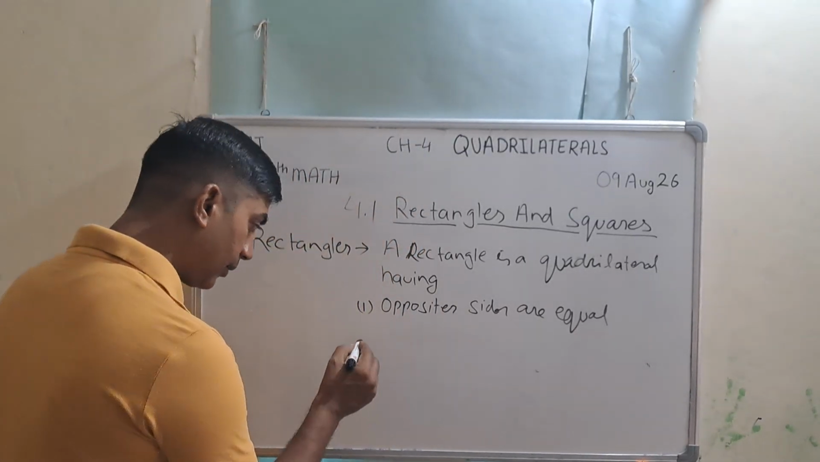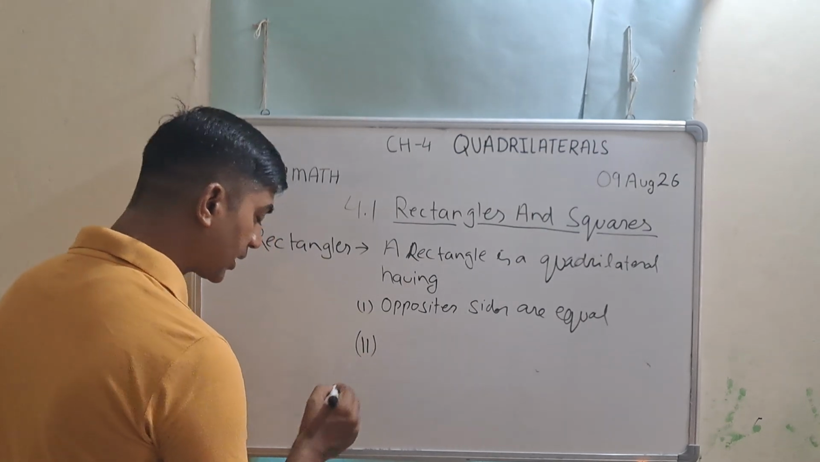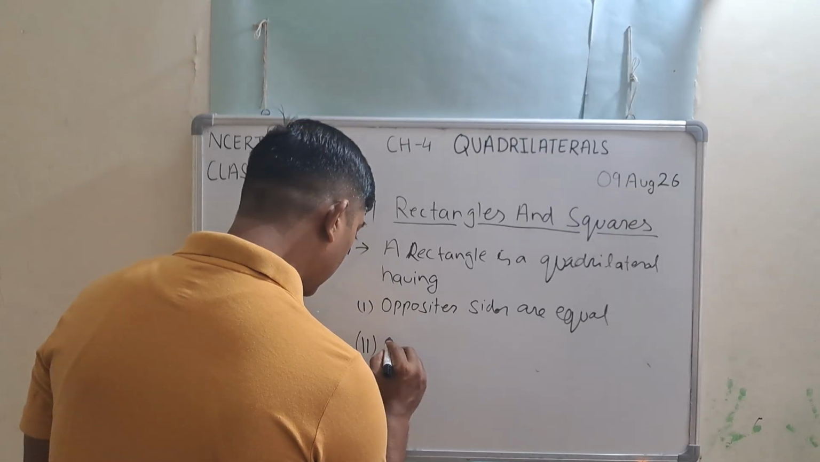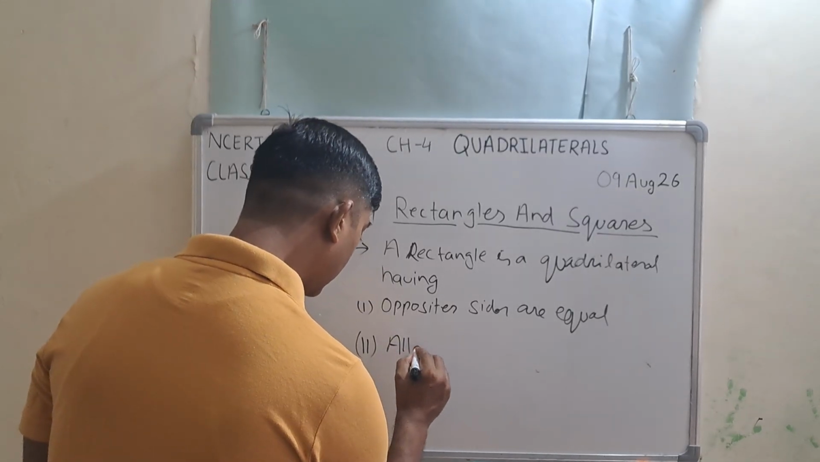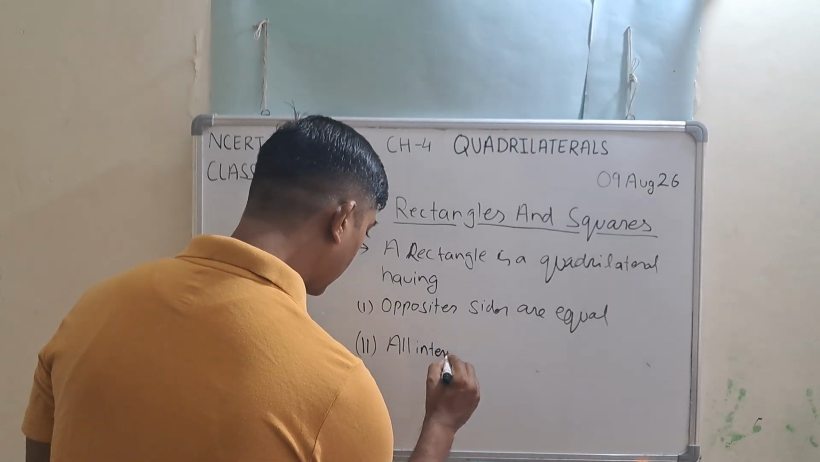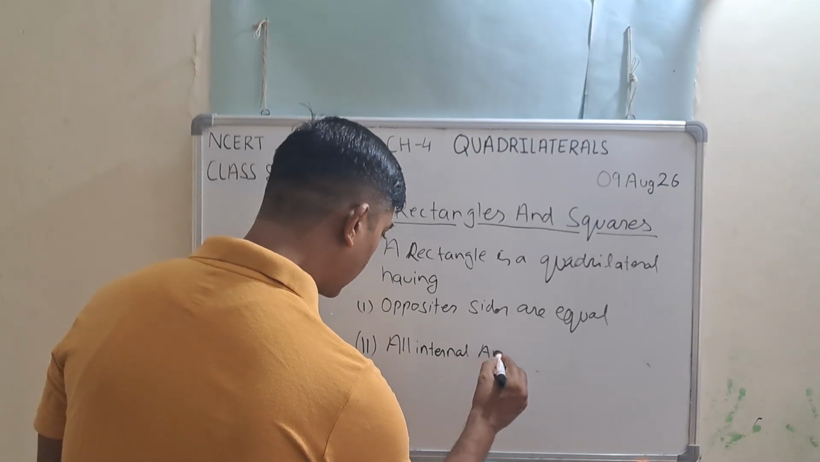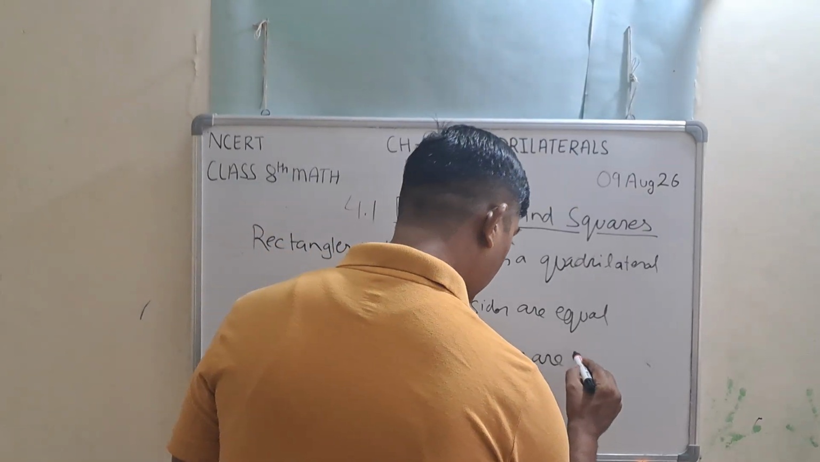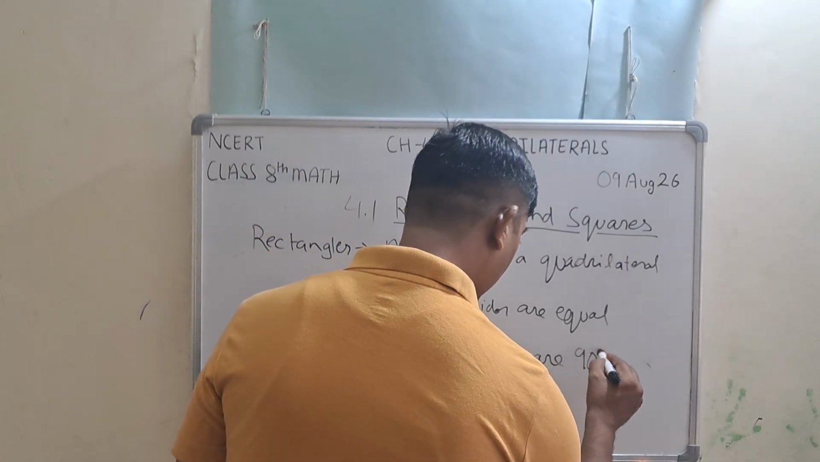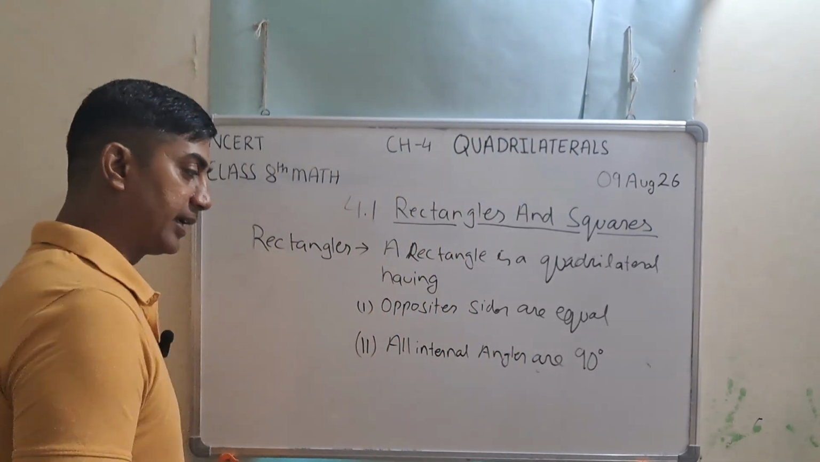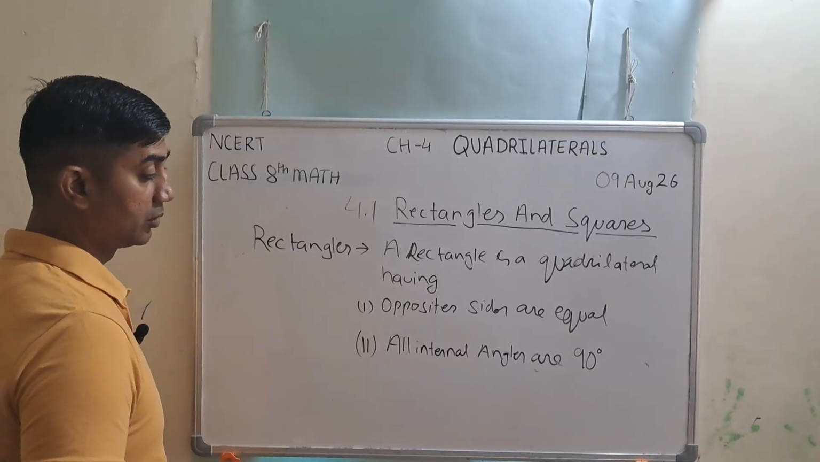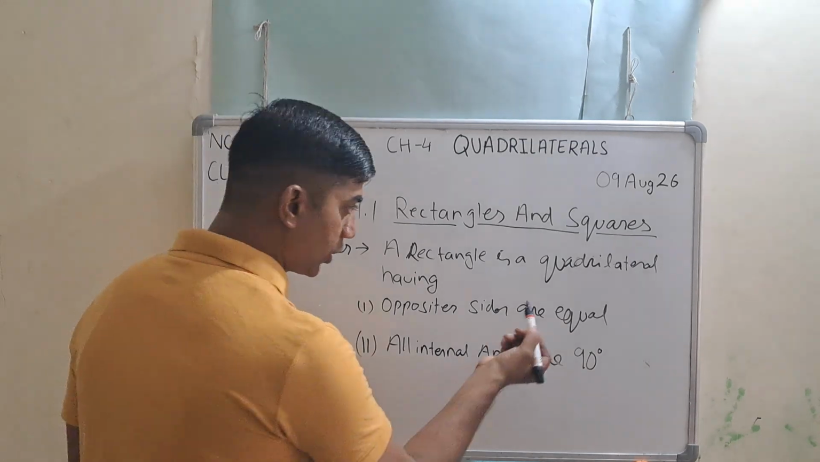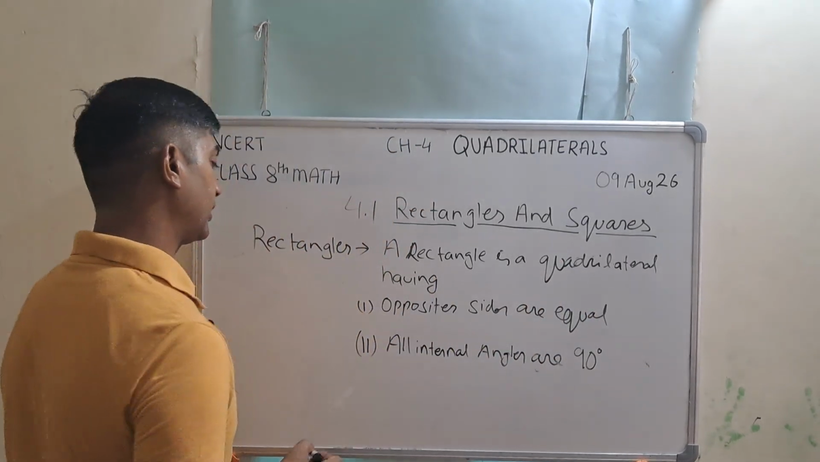And what is the other mandatory property? All internal angles are 90 degrees, or all internal angles are right angles. Understood? These two conditions are mandatory for a quadrilateral to become a rectangle.